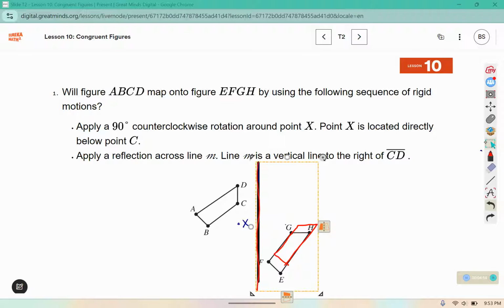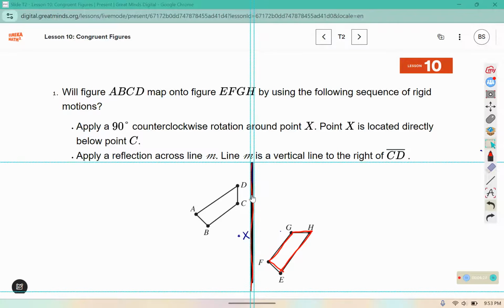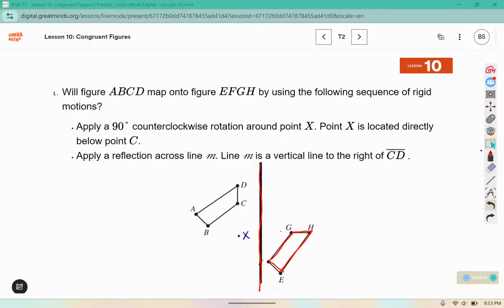Now, keep in mind that my location of point X may be slightly off because it doesn't give me specifics. If I were to have scooted that down, that would also impact this piece here, and the location of this line could be shifted to the left or to the right. But it does appear that it, when rotated 90 degrees, is oriented in the same direction. So will these figures map onto each other using these motions? Yes.